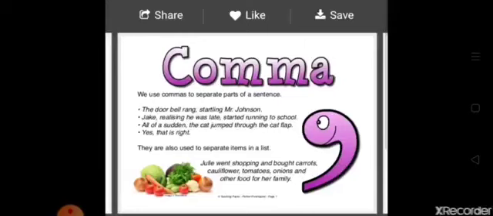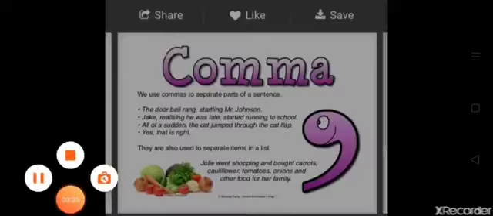They are also used to separate items in a list. Julie went shopping and bought carrots, cauliflower, tomato, onions, and other food for her family. Here we are listing many items together; to separate many items, we are using a comma. So this is the use of a comma. It is very important in our punctuation marks. It can change the meaning of a sentence also.